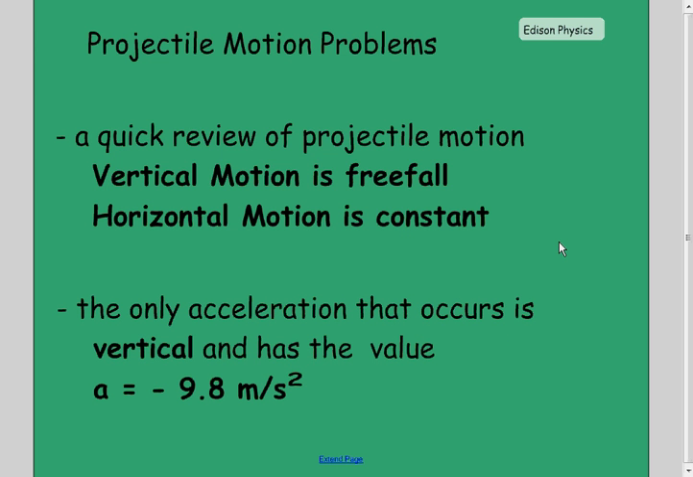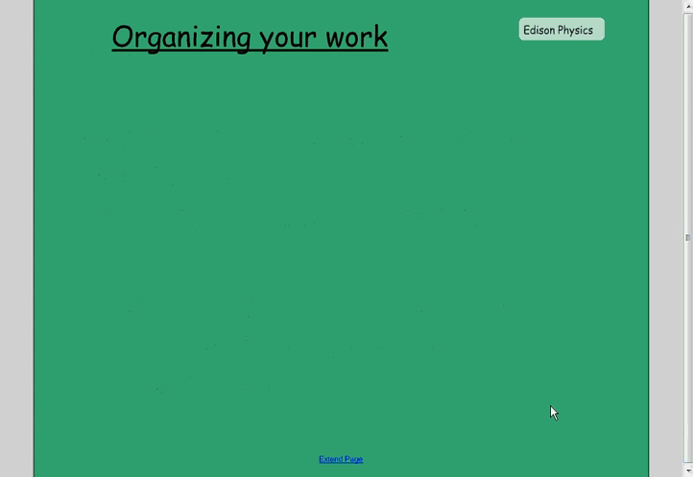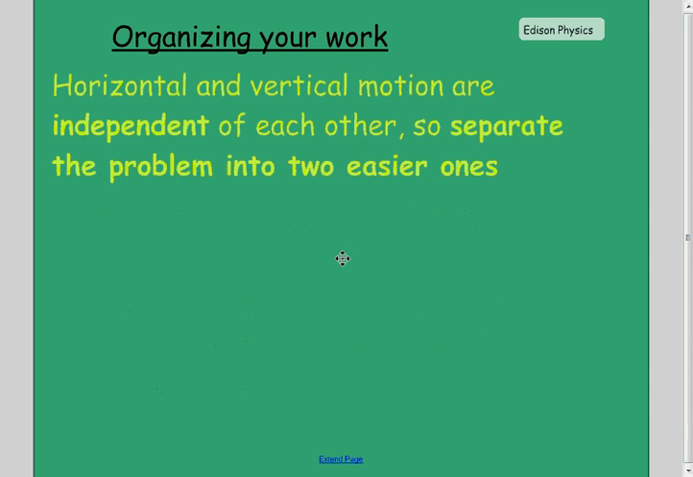The only acceleration is vertical and has the value of negative 9.8 meters per second squared when we're near the surface of the Earth. These are the concepts that we're going to use when we solve problems in projectile motion. The key to projectile motion is organizing your work. Horizontal and vertical motion are independent of each other. That means that moving horizontally does not affect how things fall, and having a falling motion doesn't change the way things move sideways, which is why the horizontal motion is constant.